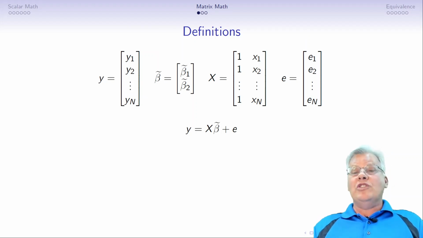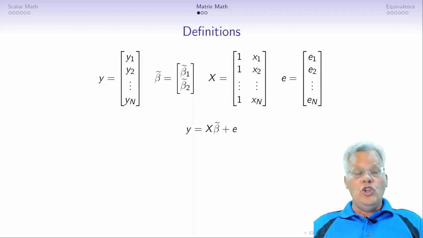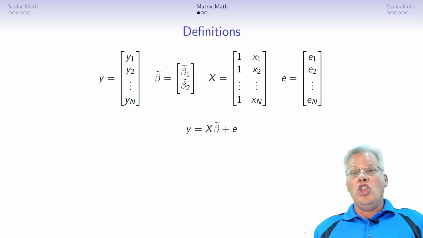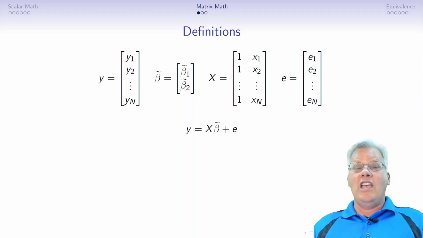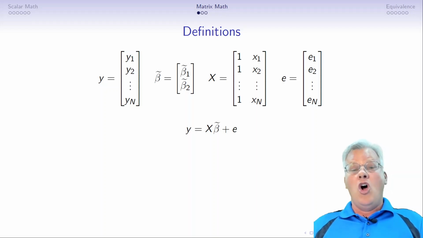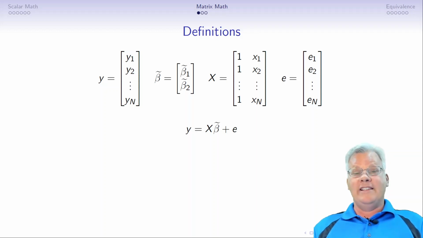We can also do this using matrix math. To do this, what we first need to do is define the equation using matrix notation. So let us now define the vector y, which is a column vector of all the individual observations of y. We start with the first observation, y sub 1, all the way to the final observation, y sub n. Beta tilde is a vector of the linear parameters. It's the intercept, beta tilde 1, and the slope, beta tilde 2.